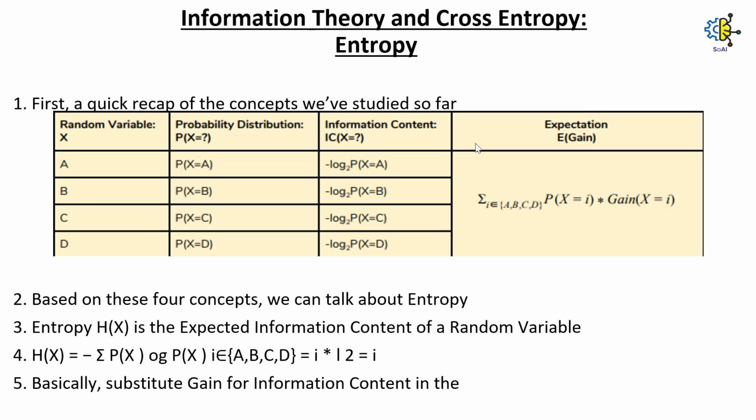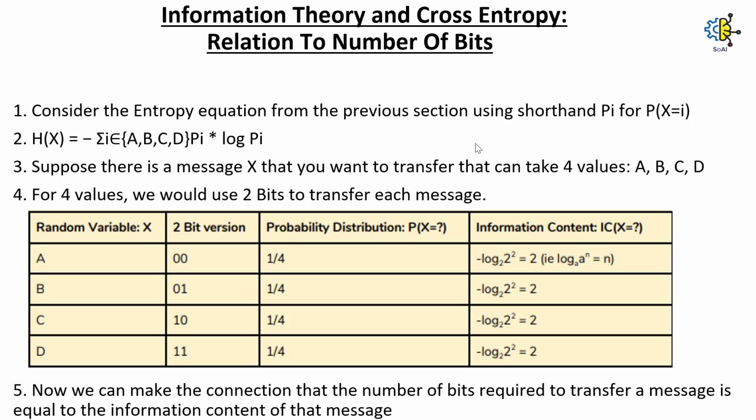Probability of x is equal to i multiplied with gain of x is equal to i. You can see in this formula. Based on these four concepts, we can talk about entropy. Entropy, H(x), is the expected information content of a random variable. H(x) is equal to minus the summation of p(x), where i belongs to A, B, C or D, which is equal to i. Basically, substitute gain for information content in relation to number of bits.